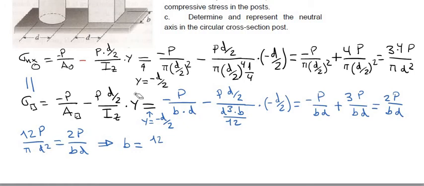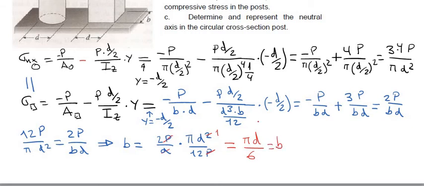2P divided by d multiplied by πd² divided by 12P. Okay, so we can cancel P. We have d that goes to 1, and the result is π diameter divided by 6. This is equal to b. Okay, this is our solution.